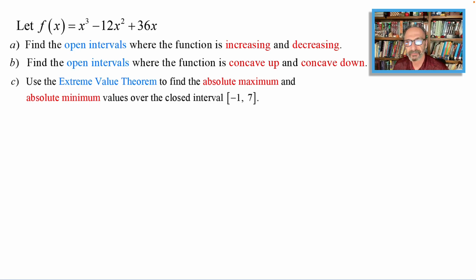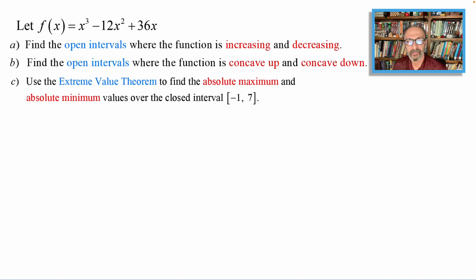Let's get started. f(x) equals x cubed minus 12x squared plus 36x. Part A, to find the open intervals where the function is increasing and decreasing, we'll be using f prime.